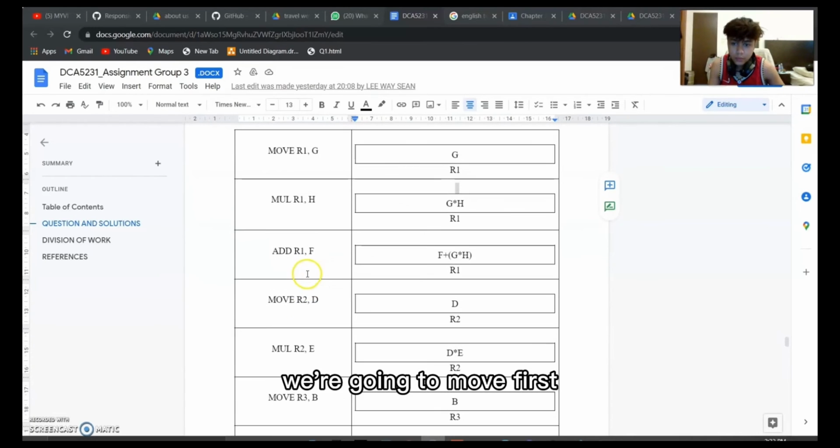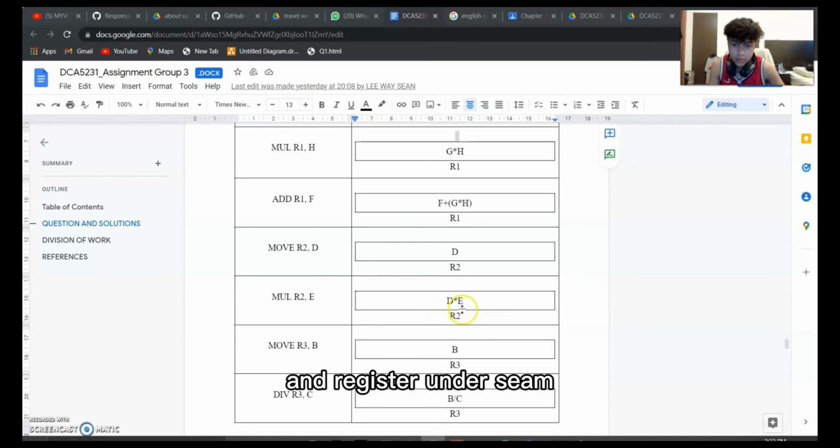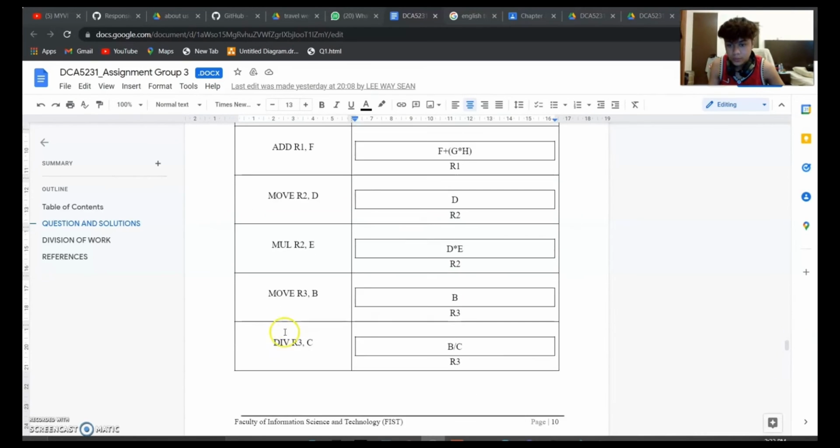So we're going to move first. So move D into R2, into a new register, R2. So D into R2, and then we multiply E with R2 and the result is in the same register. Then D multiply E is in register R2.